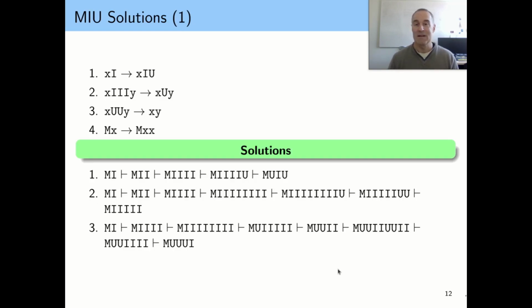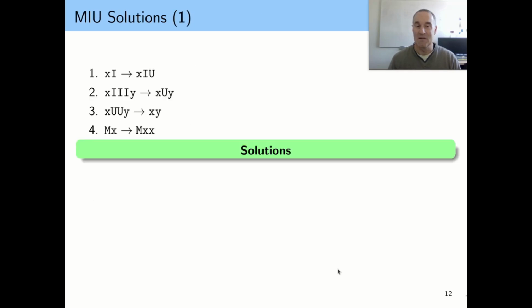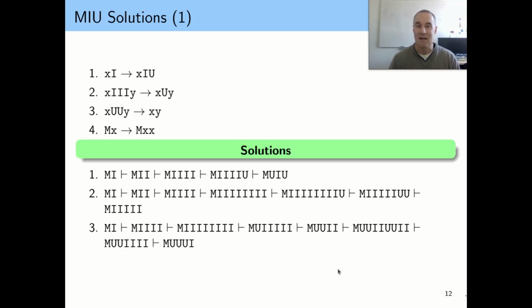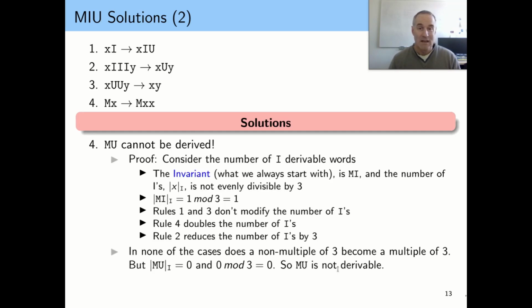Now, the last one, as I mentioned, is a trick question. If you played around with it, you find you just can't seem to get any closer to that target string of MU. You've always got pairs of U's or more. Okay. So MU cannot be derived.